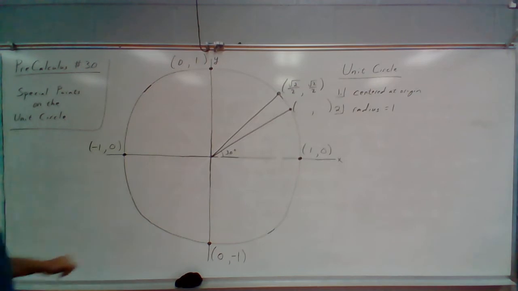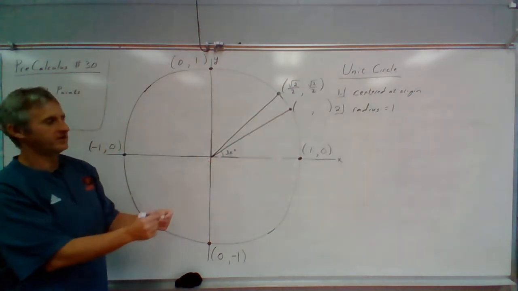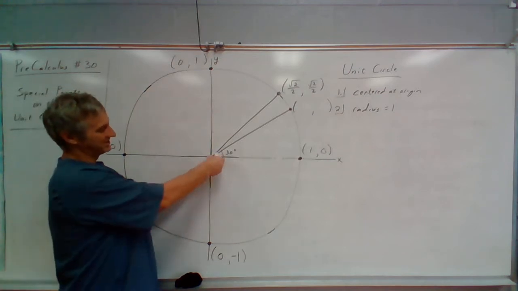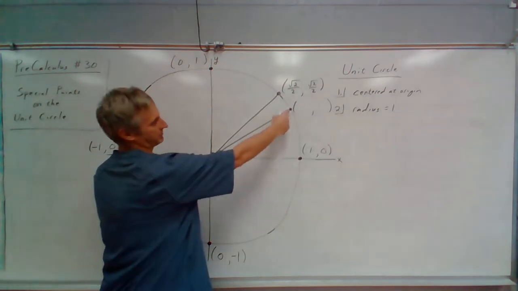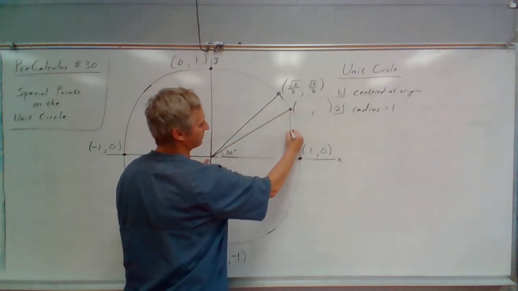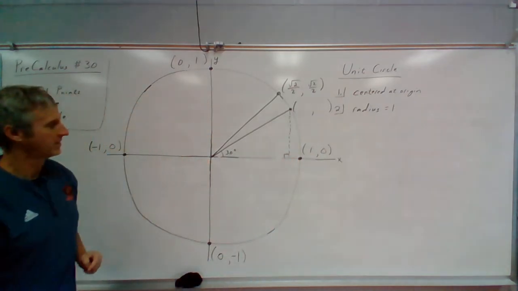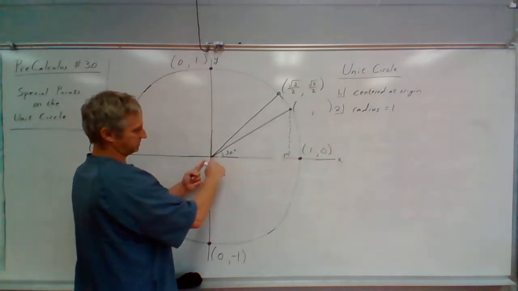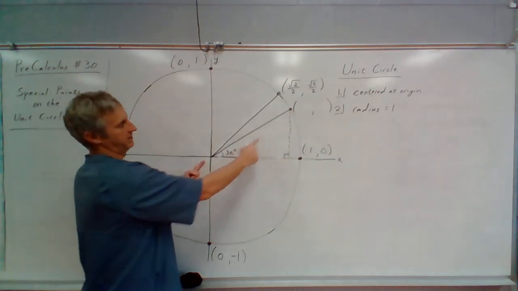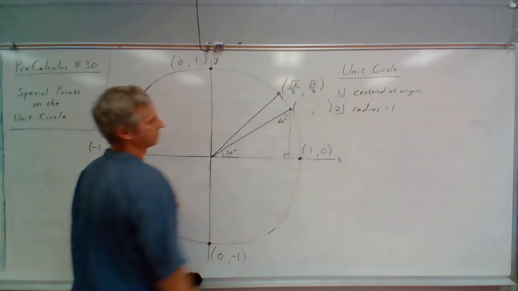All right, let's find the coordinates of this point that's created by this 30 degree angle. So now I'm doing the 30 degree angle that I wanted to do a minute ago. Okay, so 30 degree angle, I want the coordinates of this point. So I'm going to try the same trick. I'm going to drop a perpendicular, which makes that a right angle. So now I have this triangle that's 90, 30, and 60 degrees.